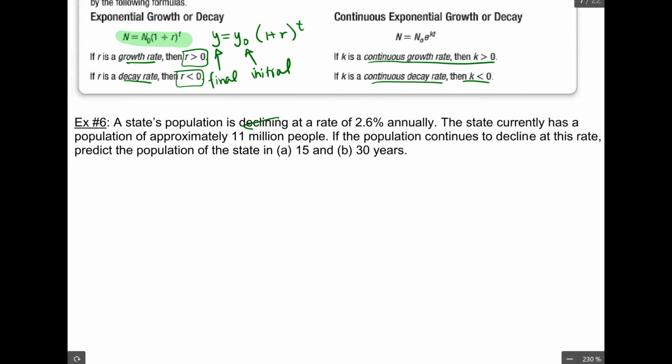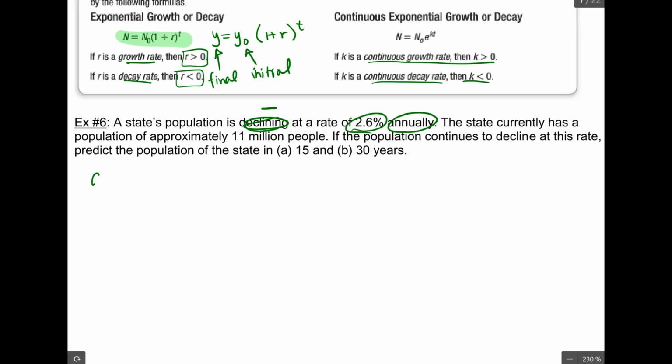All right, so the state population is declining. Well, that's going to mean minus. It's getting smaller at a rate of 2.6% annually. So if we were using the other equation, we would say, okay, n equals 1, because I'm only compounding it once a year. Here, once again, we're only going to see how much it decreases once a year. The state currently has a population of 11 million people. If the population continues to decline at this rate, predict the population of the state in 15 and 30 years.